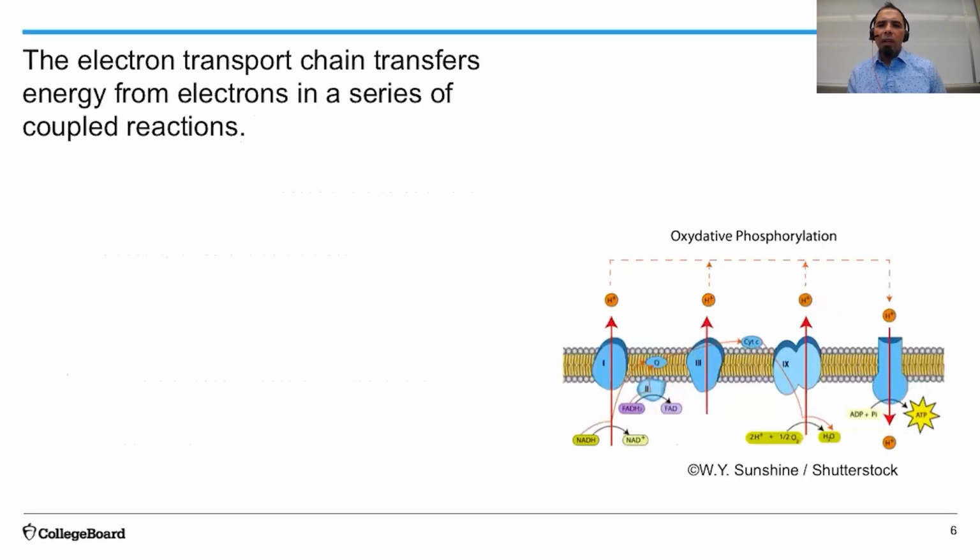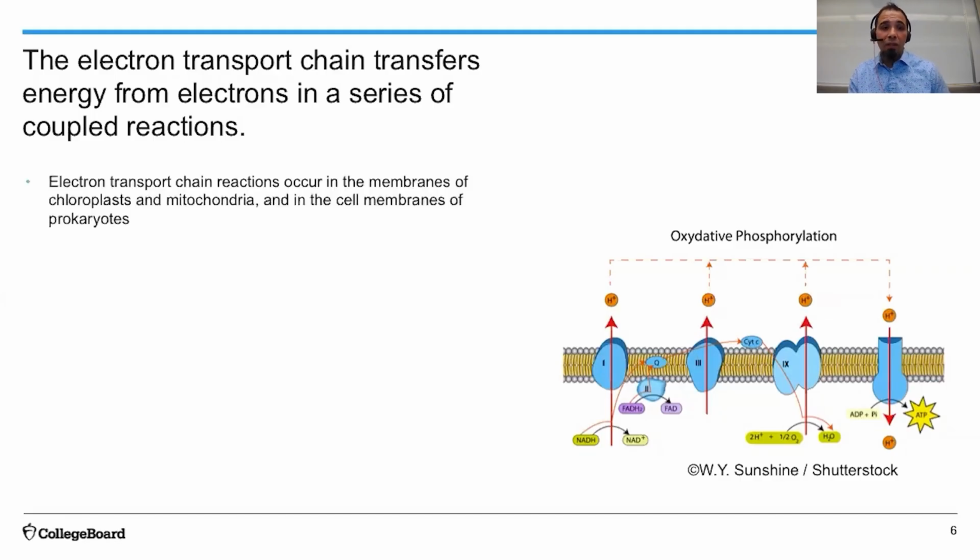And so let's talk about electron transport first. So the electron transport chain transfers energy from electrons in a series of coupled reactions. And so essentially what the electron transport chain does, the reactions occur in membranes of chloroplast and mitochondria and in the cell membranes of prokaryotes.